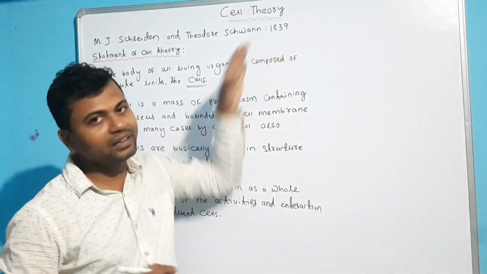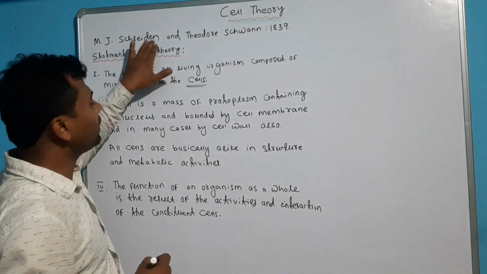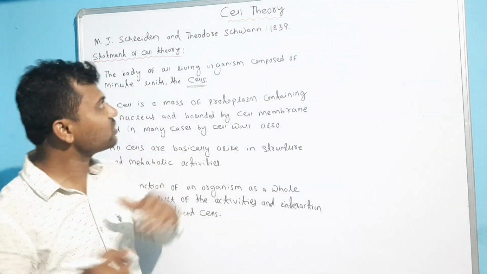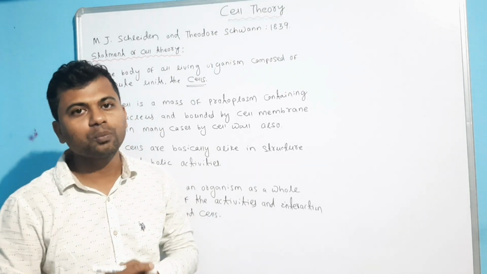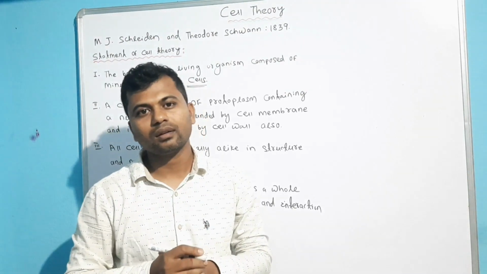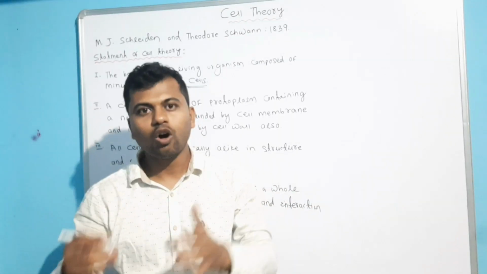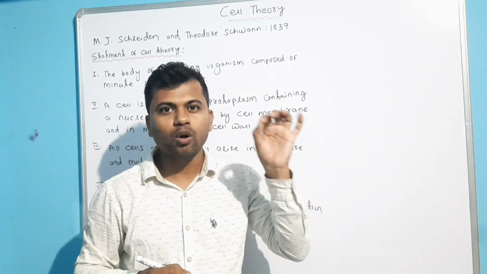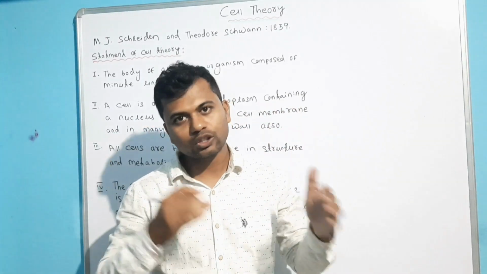In 1839, two German biologists, M.J. Schleiden, who was a German botanist, and Theodor Schwann, who was a German zoologist, proposed a theory to explain the structural and functional aspects of the living body, or to explain the structure and function of living organisms. This theory is commonly known as cell theory.